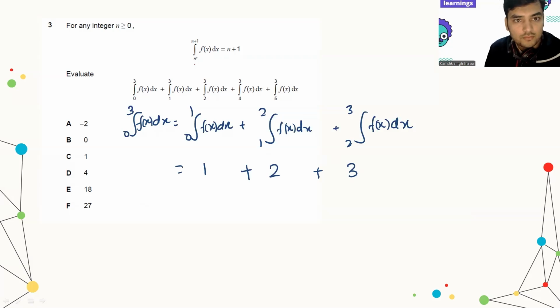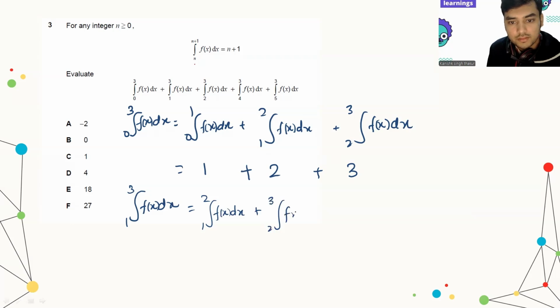Then I have to find 1 to 3, isn't it? So 1 to 3 would be 1 to 2 plus 2 to 3, right? So the integration of f(x) dx from 1 to 3 would be the integral from 1 to 2 of f(x) dx plus the integral from 2 to 3 of f(x) dx, isn't it? 1 to 2 is how much? 2. 2 to 3, how much do I have? 3, isn't it?